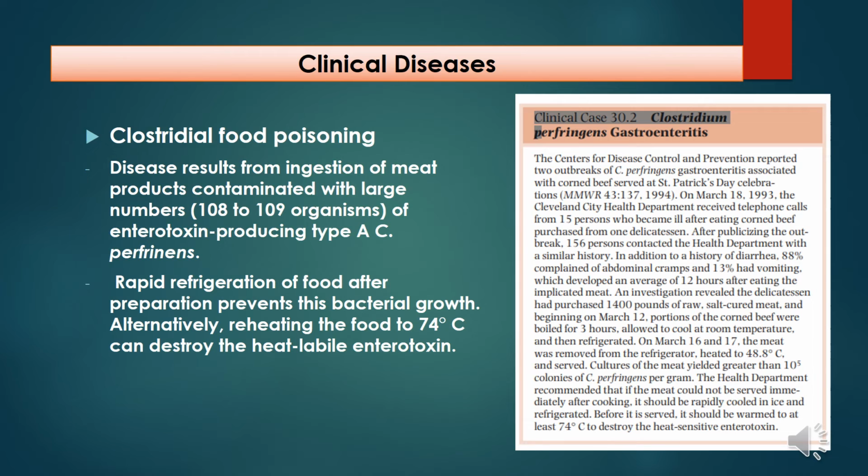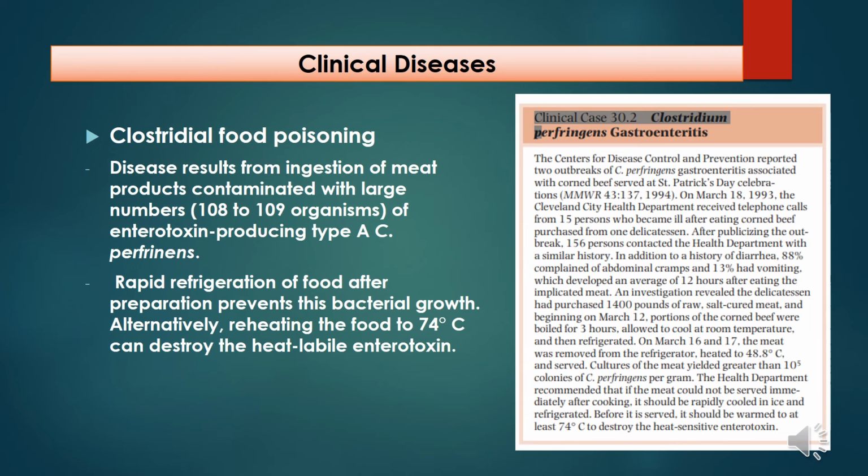So for clostridial food poisoning, it is a relatively common but underappreciated intoxication. It's characterized by a short incubation period, 8 to 12 hours, and a clinical presentation that includes abdominal cramps and watery diarrhea but no fever, nausea or vomiting, and a clinical course lasting less than 24 hours. So the disease results from ingestion of meat products, for example beef, chicken, and others, contaminated with large numbers, for example 10^8 to 10^9 organisms, of enterotoxin-producing type A Clostridium perfringens.